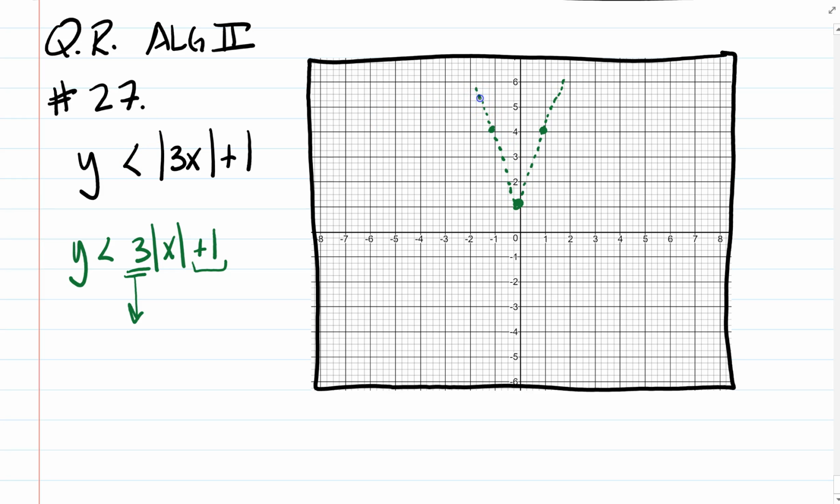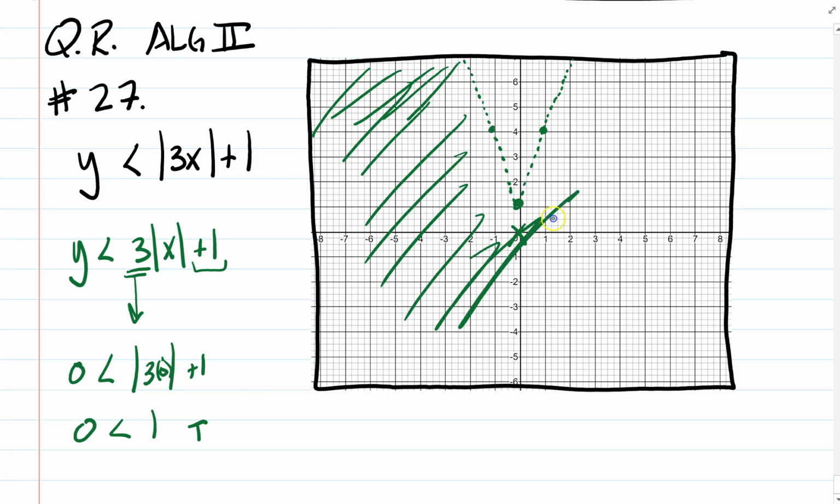So now I need to figure out if I'm going to shade in between my absolute value or outside of my absolute value range. So I'm going to take a test point, (0, 0), and see what kind of statement I get. Is 0 less than the absolute value of 3 times 0, and then plus 1? So is 0 less than 1? Is that true or false? And that happens to be a true statement. So therefore I would shade the side, or the boundary, that has that point in it.